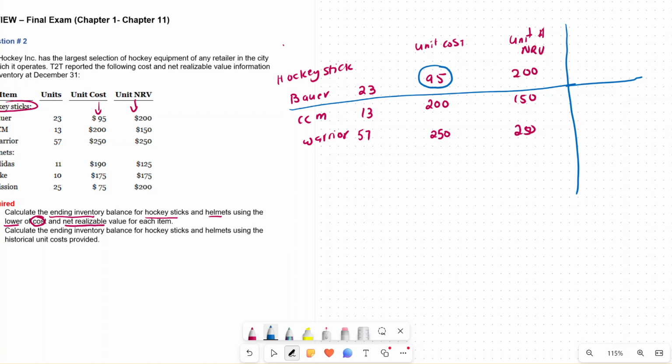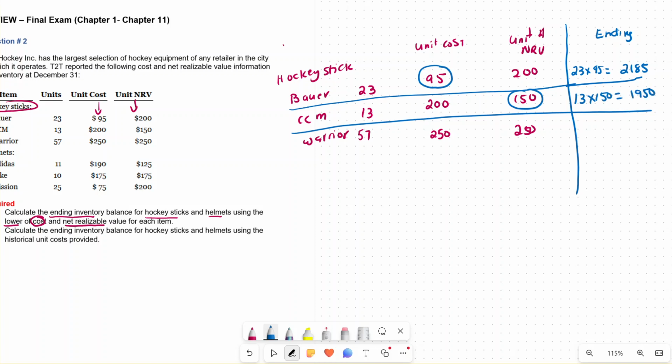So if I take my 23 times my 95, that will give me 2185. So that's the ending inventory. We will record it at the lower of cost and net realizable value. And when you go to your next one, the lower amount is 150, and we're going to take 13 units at 150, which gives you 1950.